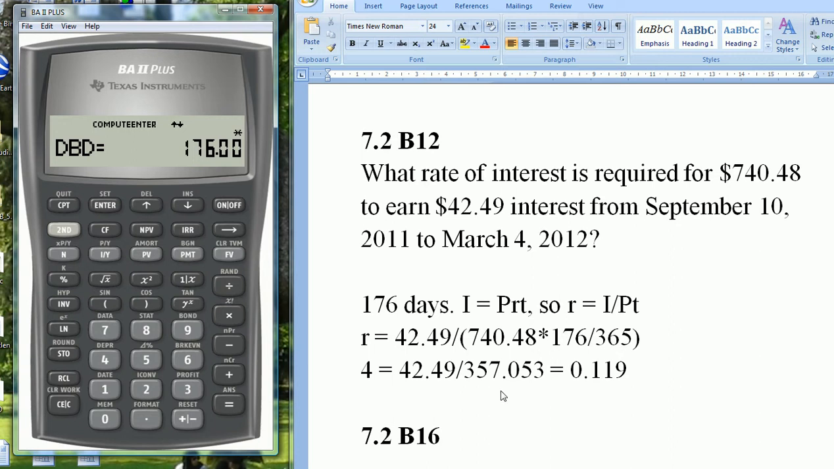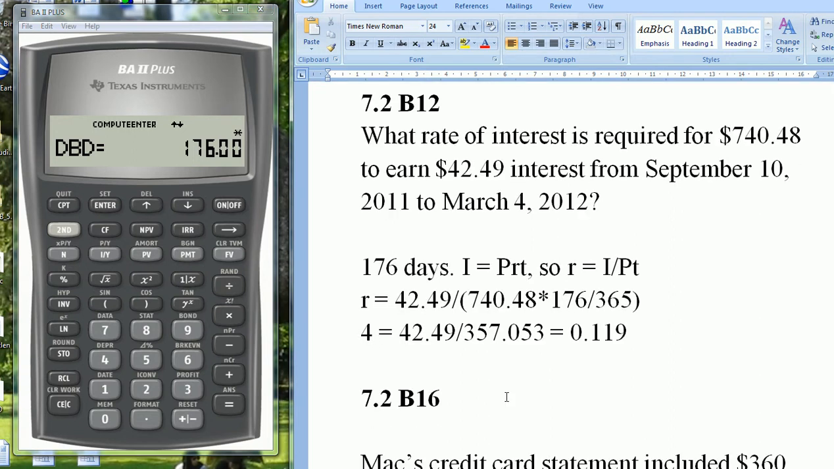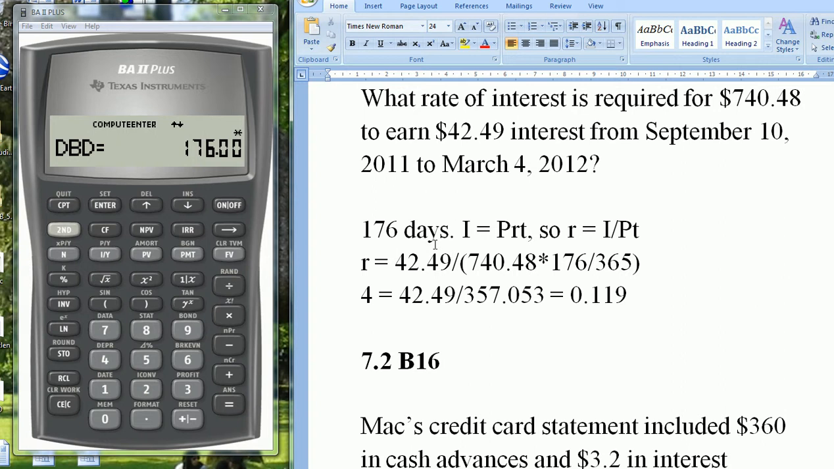Now we need to calculate what would be the rate of interest. Now notice that we have 176 days and I equals PRT. So divide both sides by PT, and R equals, that's what we want, I over PT. Next, we want to calculate that rate. So I is 42.49. We were told that you earned 42.49 interest. Divide by the principal, P, times the time, which is 176 over 365.